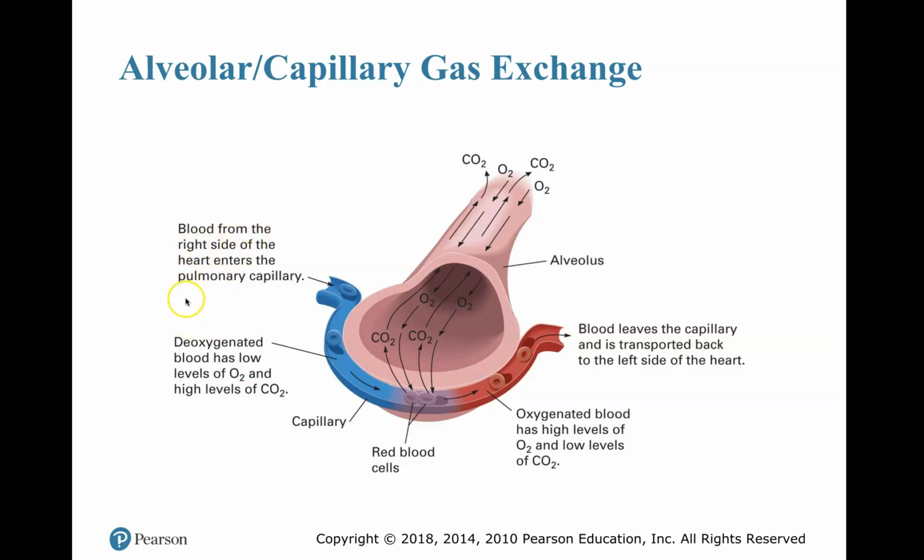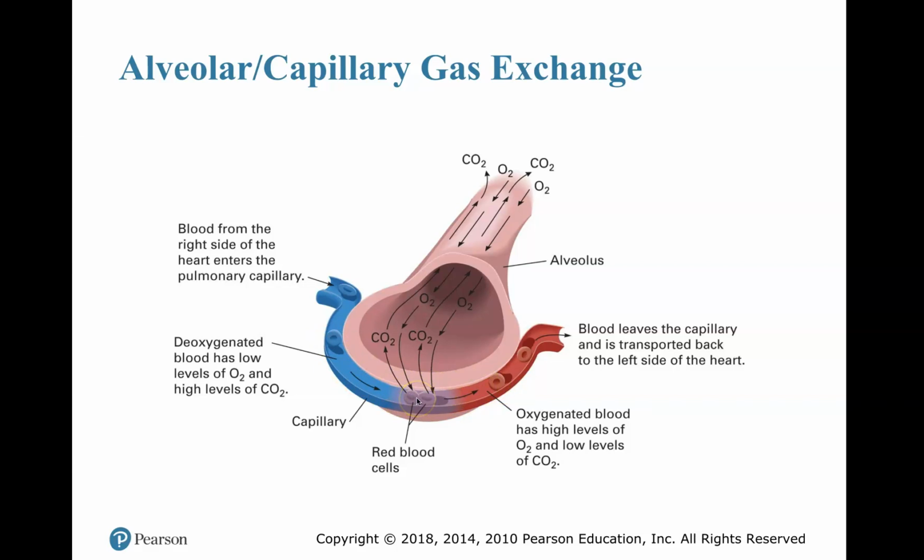Blood from the right side of the heart enters the pulmonary capillary. That means blood from the right side of the heart is deoxygenated blood and has low levels of oxygen. So we're going to say no oxygen coming from the right side of the heart. Okay, so it's coming down to the alveolus where we breathe in oxygen to pick up oxygen. So that deoxygenated blood comes from the right side of the heart, gets here, and picks up oxygen from the alveolus. But at the same time, you see these little cells in here, these are red blood cells.